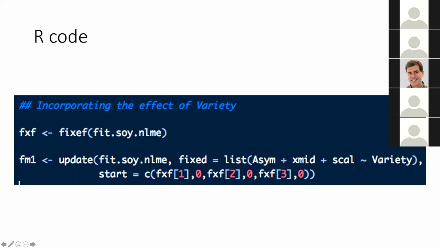When you're making the model a little bit more complex now, you do need to provide starting values, and that's why I extract the fixed effects. And you see that I take the first one, which corresponds to the asymptote. I take the second one, which corresponds to the x midpoint, and the third one, which corresponds to the scale. These zeros represent the variety effect.